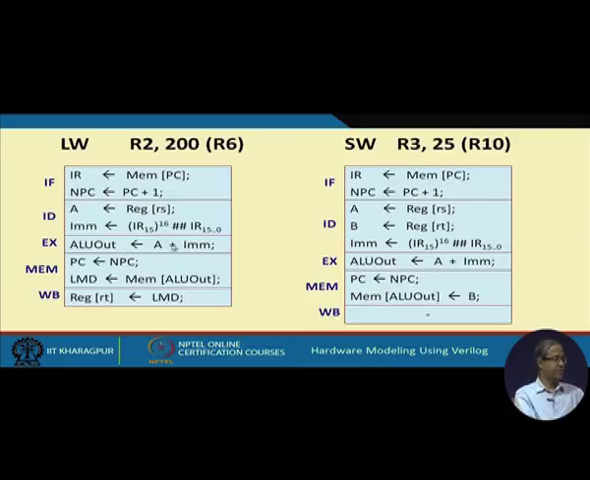This ALU out, A plus IMM, same way, you compute the address, and here B contains this R3. So, B will actually get stored; R10 is A, R3 is B. So, when you say store, this B will get stored into the memory, right, and this store operation is complete within MEM. So, in WB you do not have anything to do. So, this is a gap.